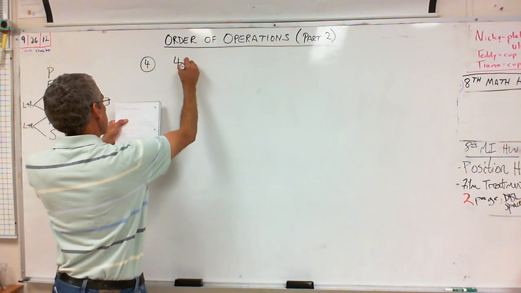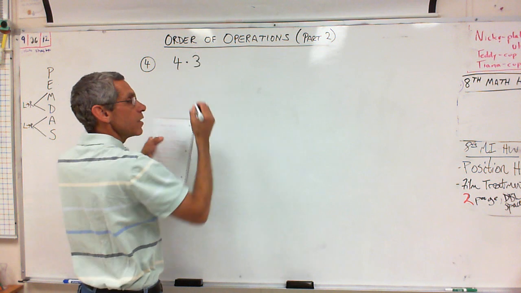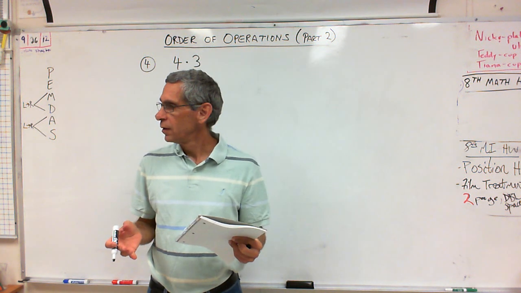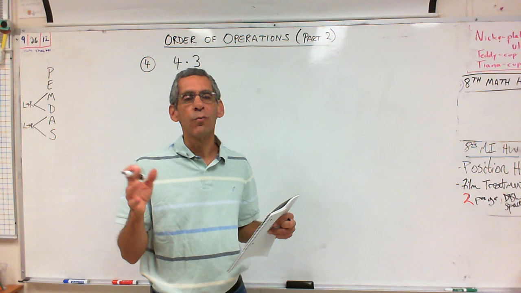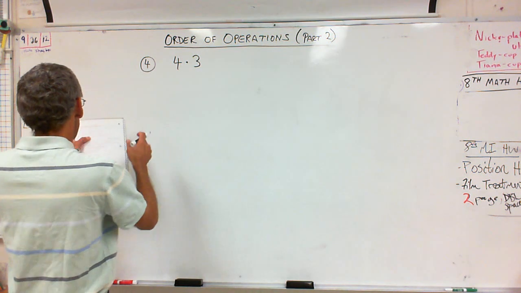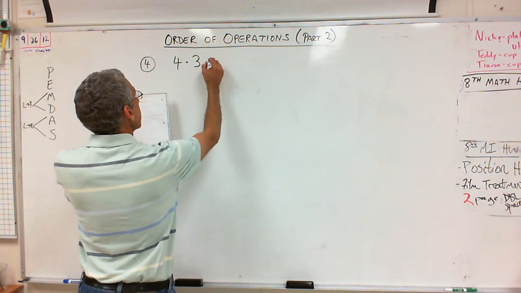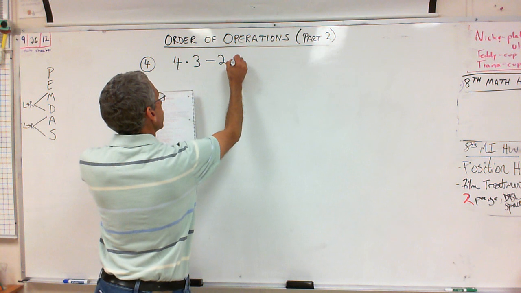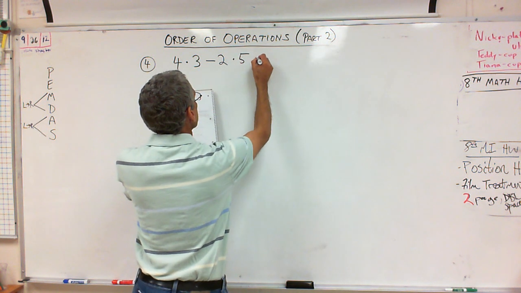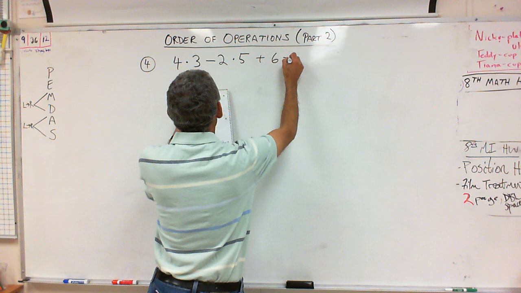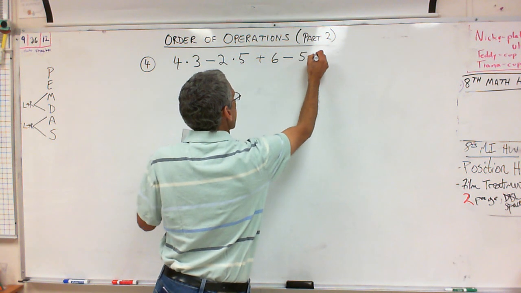4 times 3. We're just going to do a lot of problems, and you're going to see, as we work through it together, you're going to start to see, oh, it makes sense now, right? So we've got 4 times 3 minus 2 times 5 plus 6 minus 5 times 2.